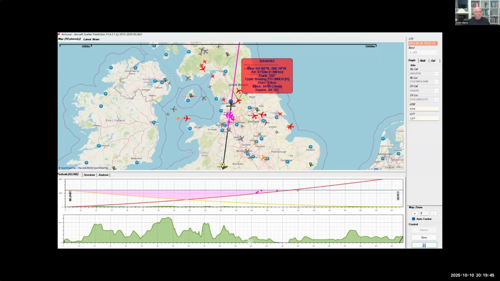The red aircraft might come good along the way, but we don't know. They might change their track. The grey aircraft are not interesting. They're going elsewhere. And so you can start to see whether aircraft are there between you and the DX station, the station you're going to try and communicate with.